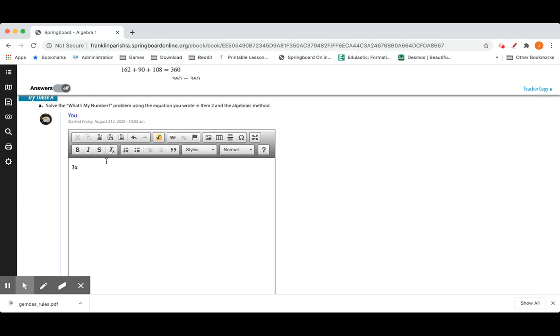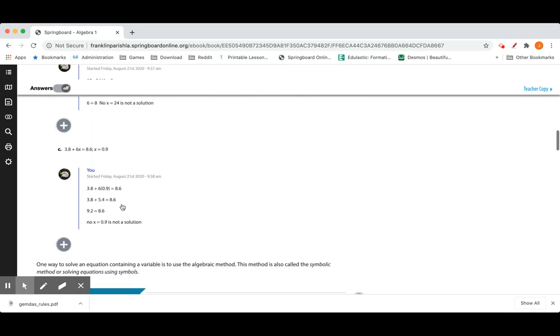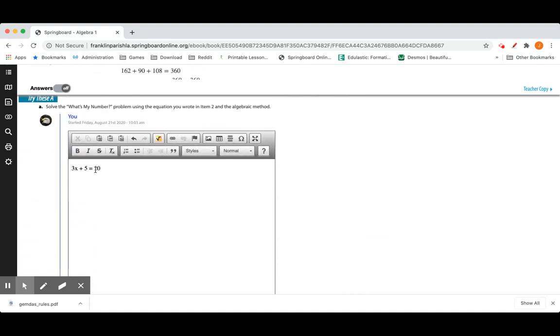3x plus 5 equals 20. Make sure I wrote that correctly. Yes. This is the same thing as I wrote in number 2. It just looks a little bit better, more clean.